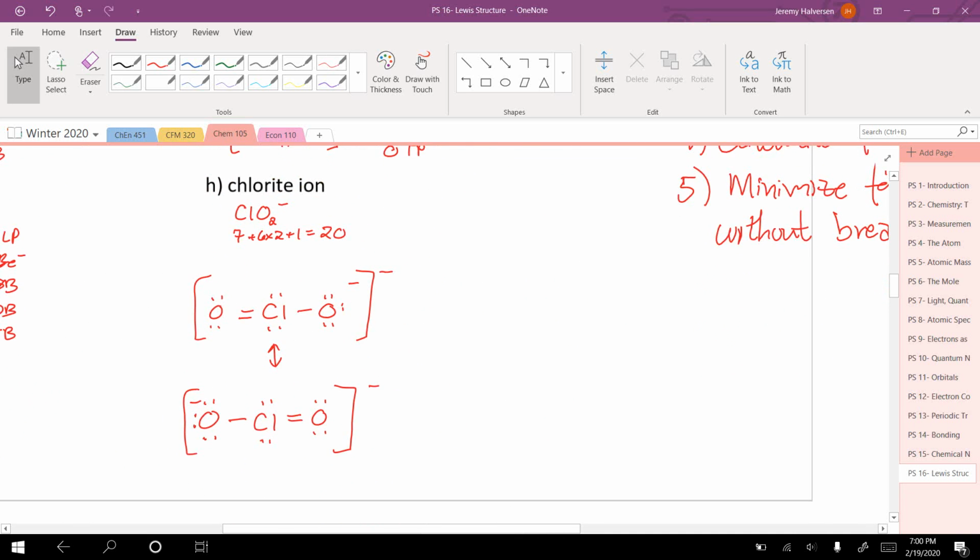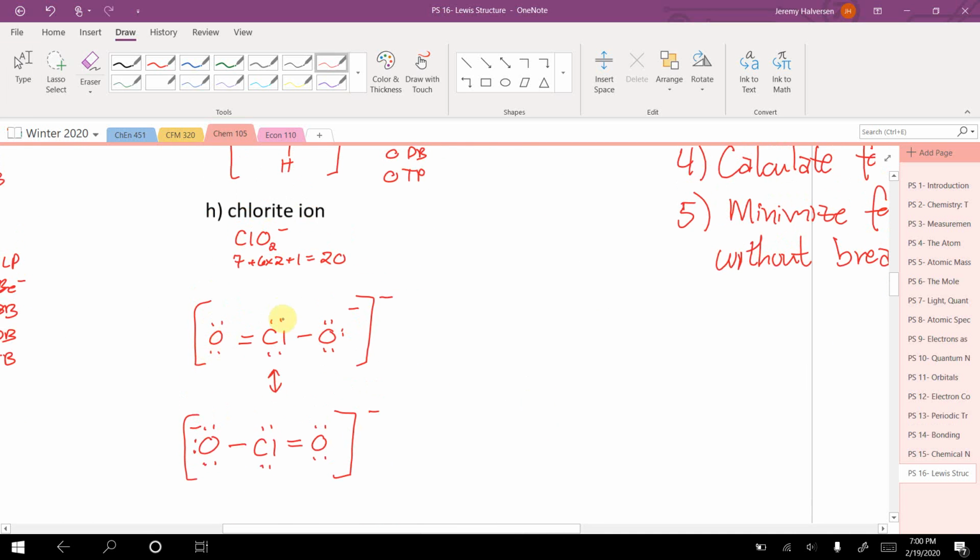Let's go up and do this one up here. This has 1, 2, 3, 4, 5, 6, 7 lone pairs, 6 bonding electrons, 1 single bond, 1 double bond, and 0 triple bonds.